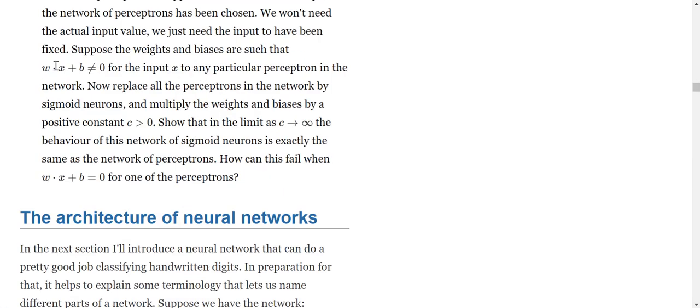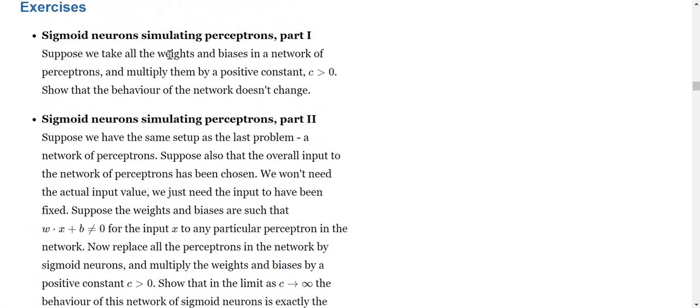Okay, sigmoid neurons simulating perceptrons, part 1. Suppose we take all the weights and biases in a network of perceptrons and multiply them by a positive constant c, so that the behavior of the network does not change. Okay, right. So how can we show this? Let's think a bit about it.